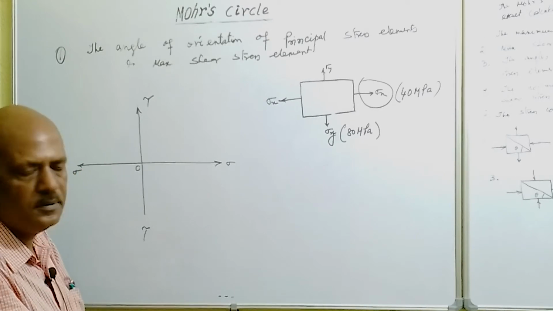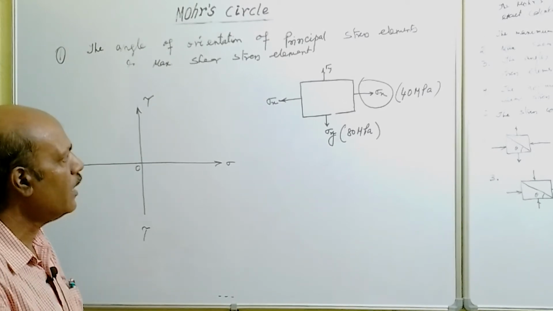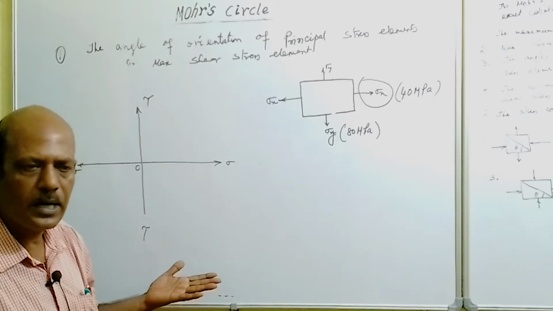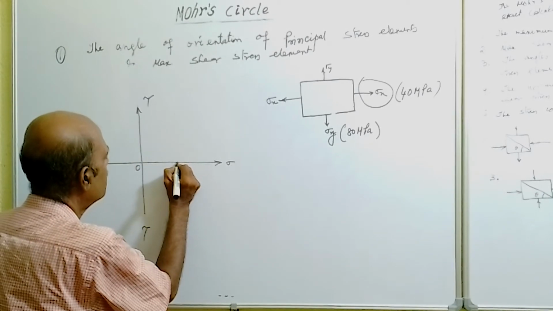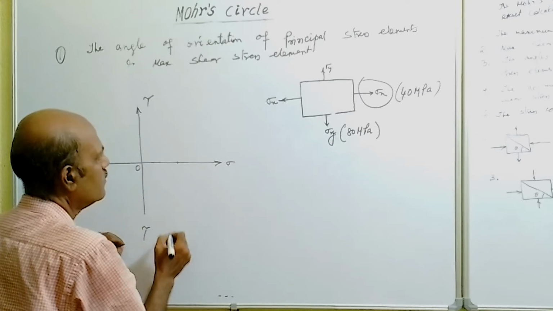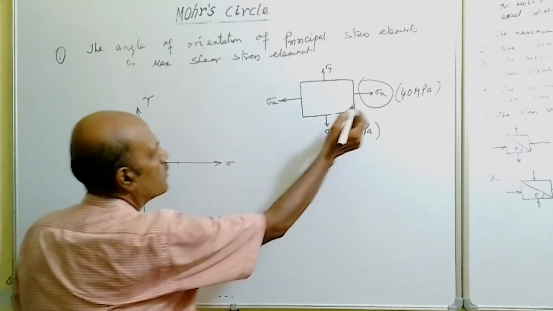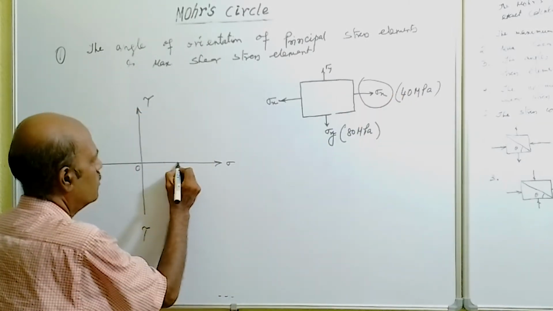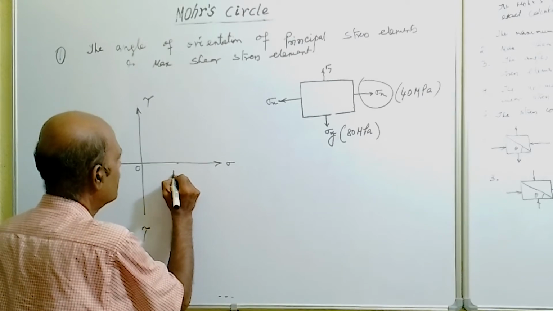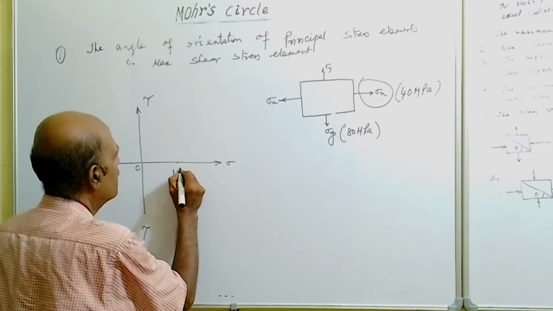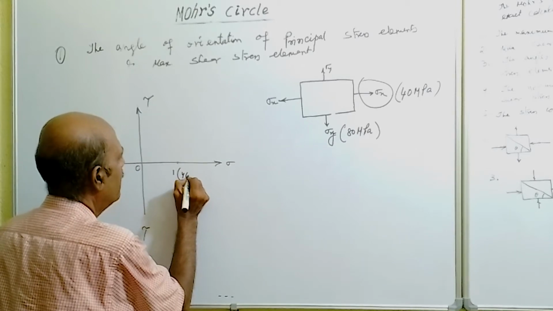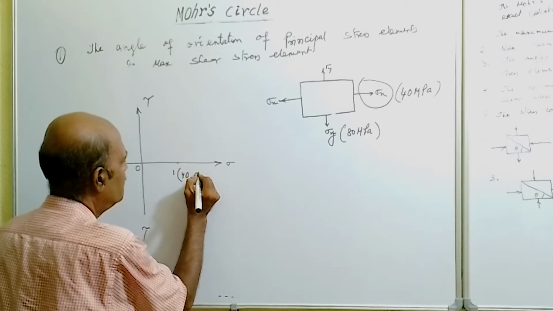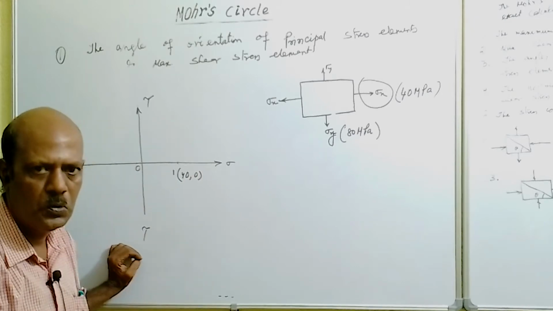Now in this, what is the x phase point? That is 40 megapascal. So by using some scale, you consider say this is 40 megapascal. Tau is 0, sigma x is 40. So we have got the first point, just mark it as 40, 0.